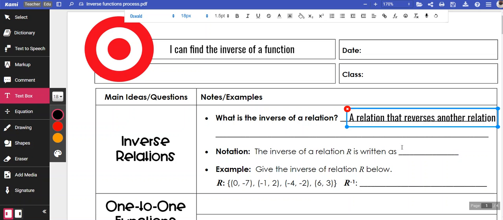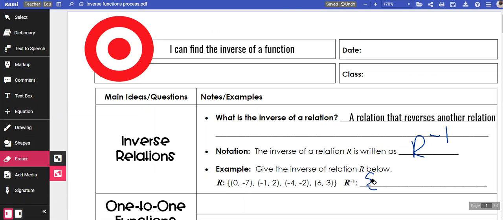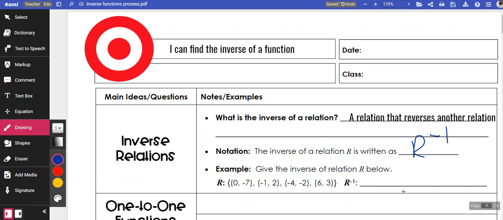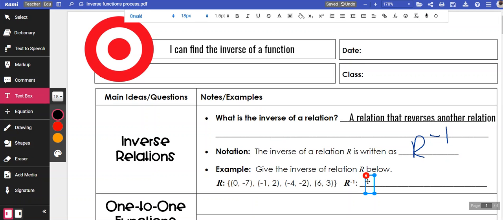So a lot of times, when it's a relation, you write it as r to the negative one. That means inverse. Negative one means taken to the inverse. So here is a relation. It could be a function. It looks like it's a function. So its inverse literally looks like this. Its inverse is literally just changing places with x and y. That's one way you can think about it.